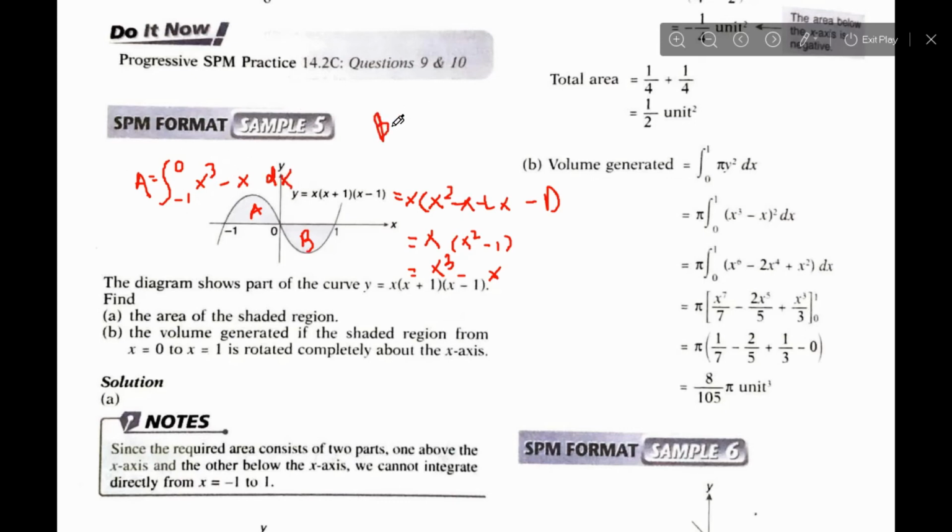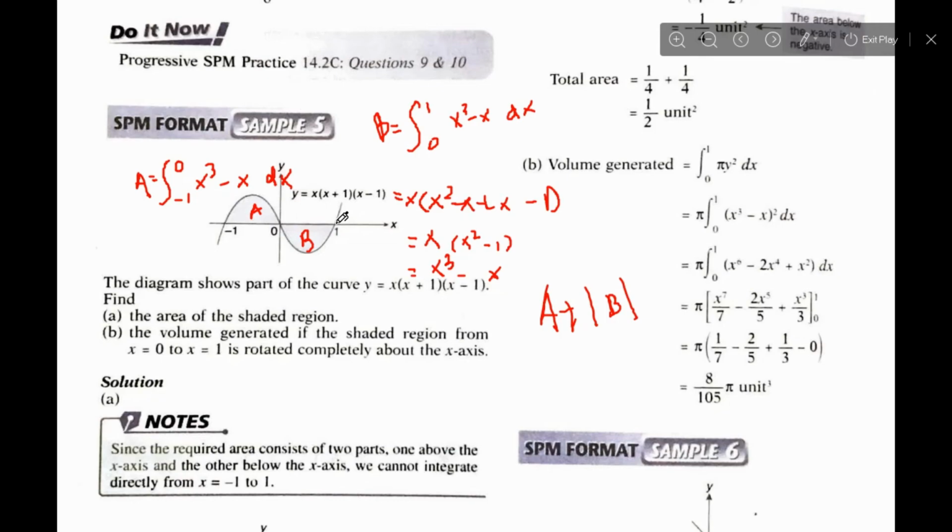For B, we integrate from 0 to 1 of x cubed minus x dx. For B you will get a negative answer because this is below the x-axis here. So the total is just A plus the modulus of B. Part B: find the volume generated if the shaded region from x equals 0 to x equals 1 is rotated completely about the x-axis. For this part only, when we rotate it 360 degrees, what will we get?